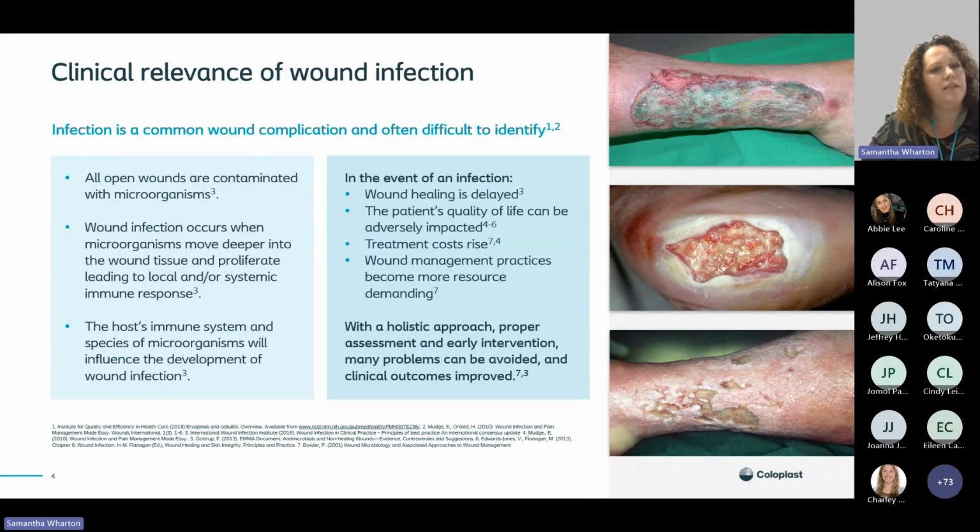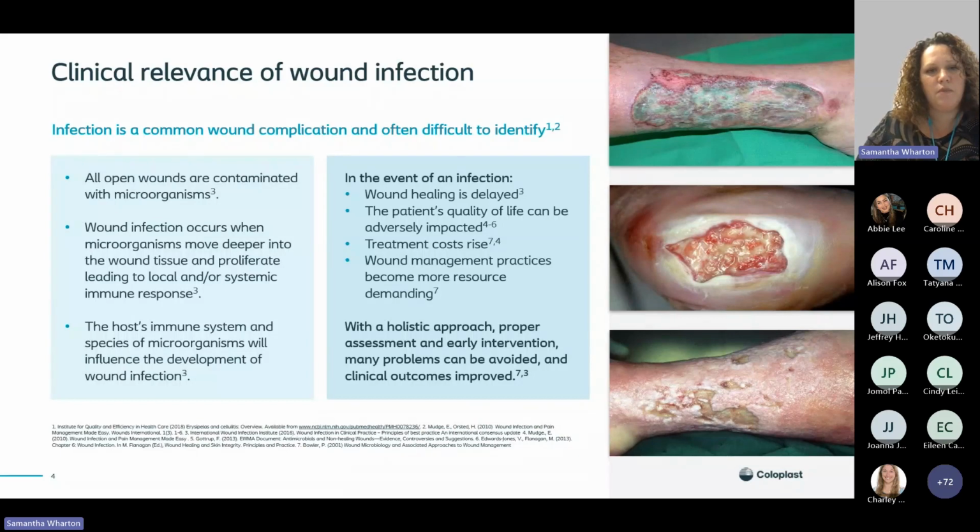The host immune system and species of microorganisms will also influence the development of wound infection, and the cause of the wound will also contribute to whether a wound is going to get infected. So in the event of an infection, wound healing is delayed, the patient's quality of life can be adversely impacted, and we're going to look at that in more detail as we go through today's presentation. Obviously, treatment costs rise.